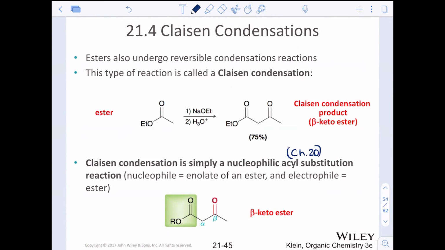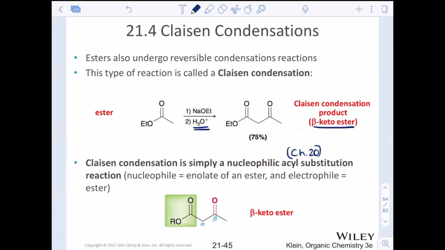So Claisen condensation reactions: the nucleophile will be the enolate of the ester, and then the electrophile will be a second equivalent of ester. Just like we had 2 equivalents of aldehyde or ketones in aldol reactions, we can have 2 equivalents of esters. What forms is a beta keto ester.